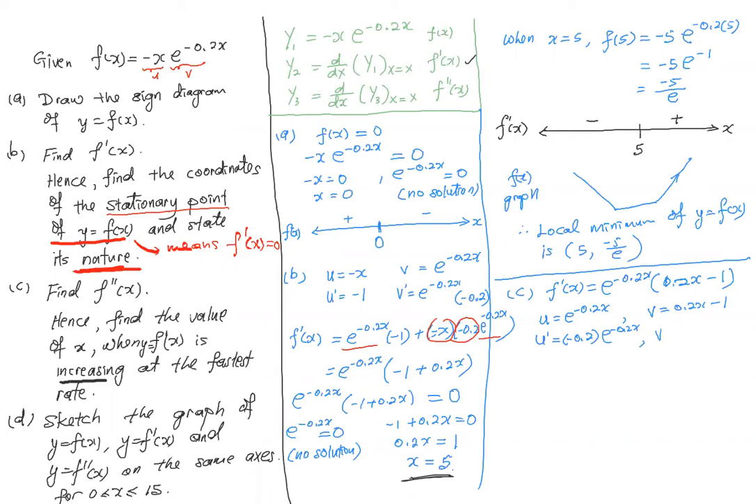And your v prime. Okay, Chunyi, what is v prime? 0.2x minus 1 bracket. What is v prime? Oh, 0.2. Thank you. Okay, Asvindaran, what is my f double prime x now?